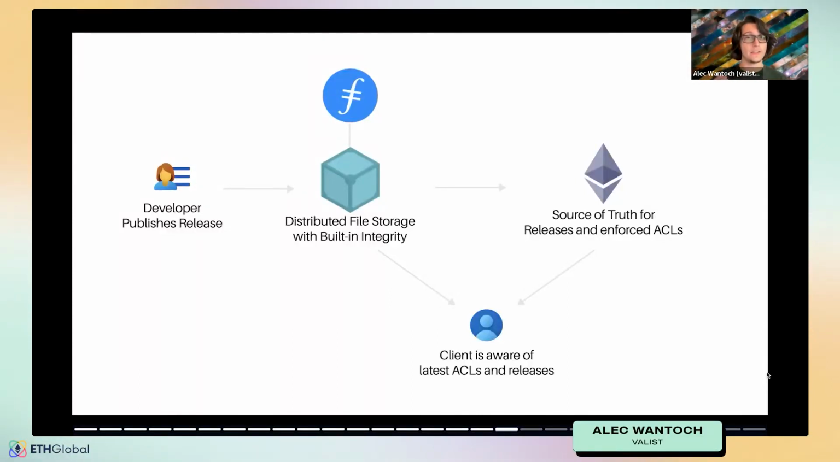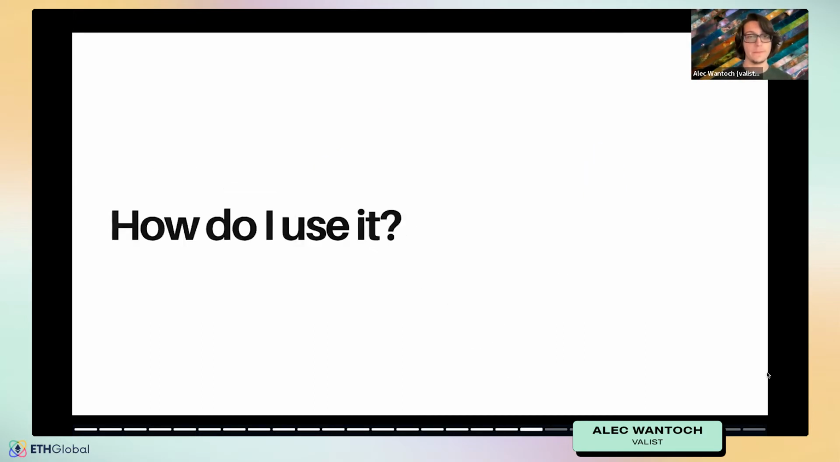And then the Valist clients are then tying all this together with meta transactions, passwordless email login, and everything like that to make it super easy for you. So you can fetch the newest releases, publish new ones, and so on. And you can use it in several different ways. We have different interfaces depending on your preferences.